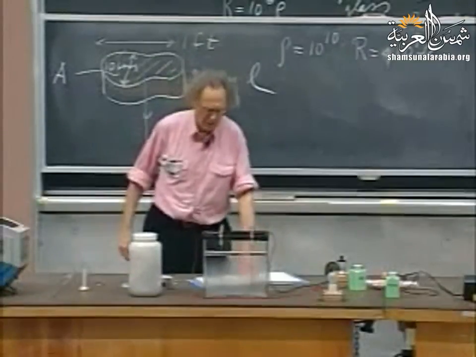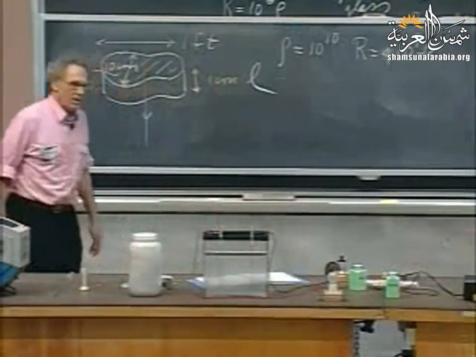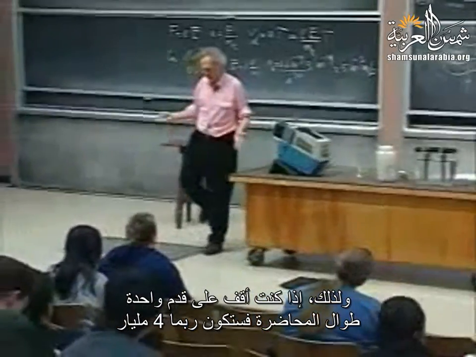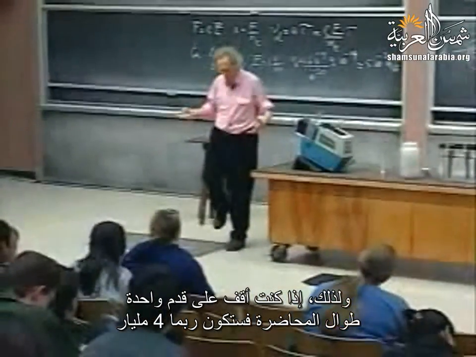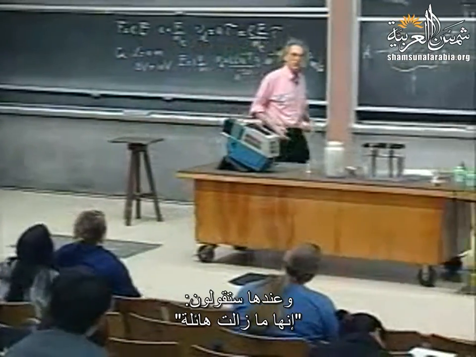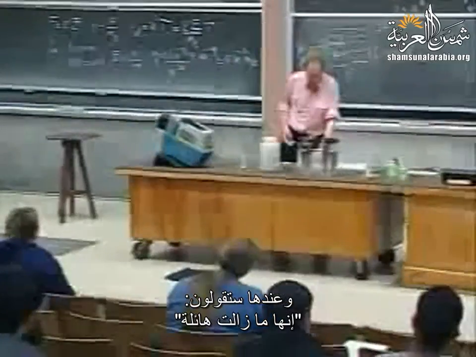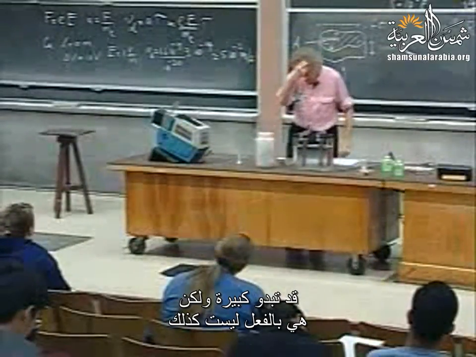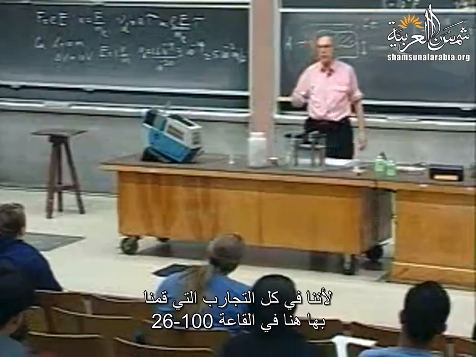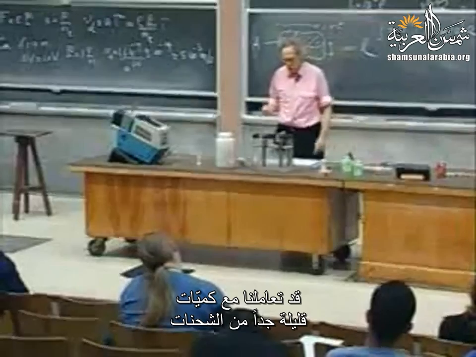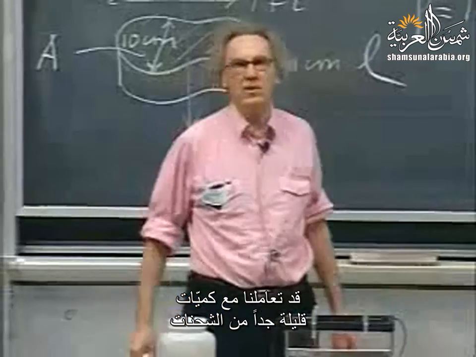Well, first of all, I'm walking on 2 feet, not on 1. So if I were standing on one foot the whole lecture, it would probably be 4 billion. But with 2 feet on the ground, it's really 2 billion. You will say, well, that's still extremely large. Well, it may look large, but it really isn't, because in all the experiments that we're doing here in 26100, you're dealing with very small amounts of charge.